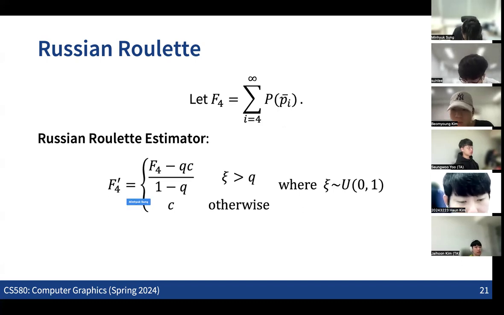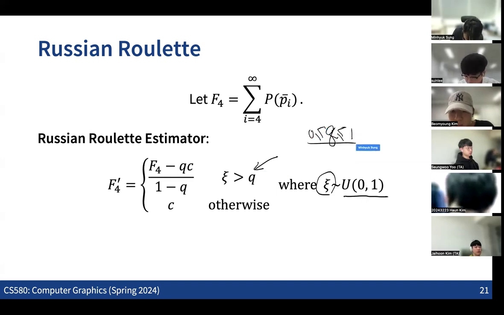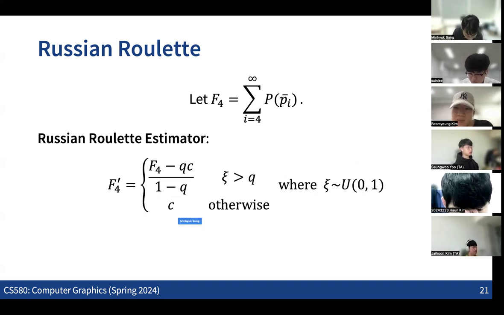Basically, we are going to draw a sample from the uniform distribution in the range from 0 to 1. And we also have a threshold parameter, which is Q. Q should be in the range from 0 to 1. If this sample has a value which is greater than the threshold that we set, then we have this quantity as the output. Otherwise, we have a constant value as the output of the estimator.